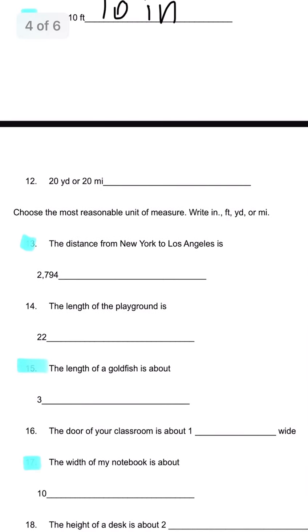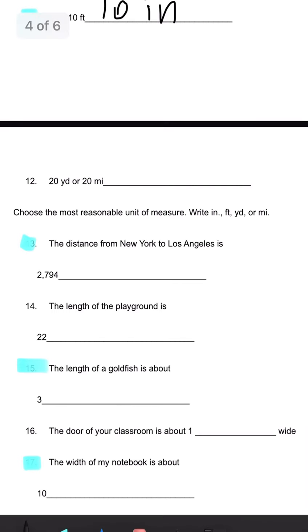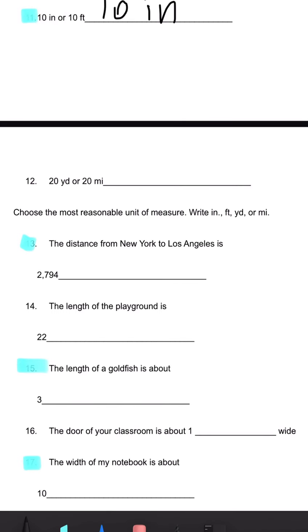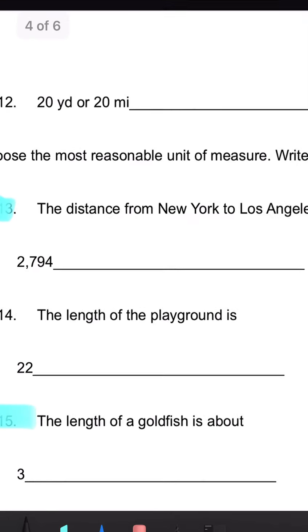And number 13, choose the most reasonable unit of measure, write inches, feet, yard, or miles. So the distance from New York to Los Angeles. So if you guys don't know, New York is all the way across from where we live. So it's on the other side of the United States. And of course, we're going to measure that with the biggest measurement, which is miles.